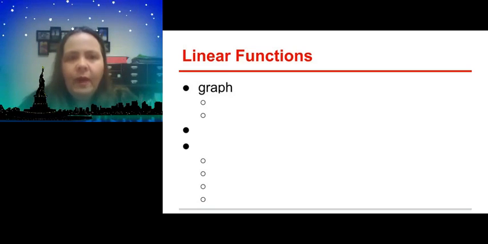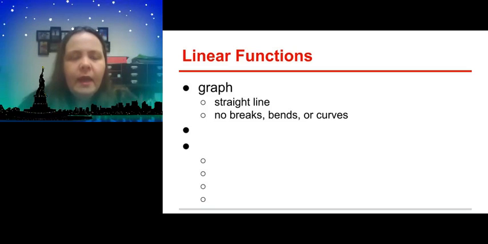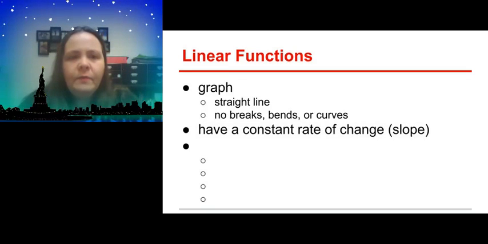First, when you look at the graph of a linear function, it's going to graph as a straight line, and it has no breaks, bends, or curves. And we'll take a look at some examples of that in just a few minutes. And then linear functions have a constant rate of change, and that's referred to as a slope.